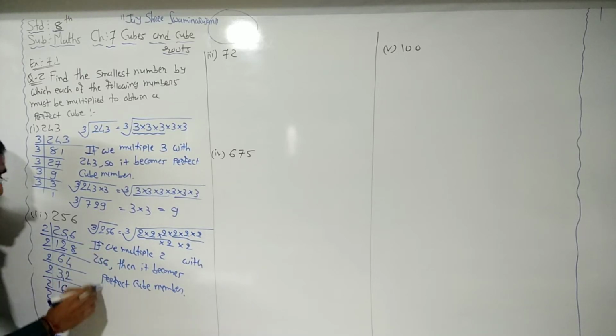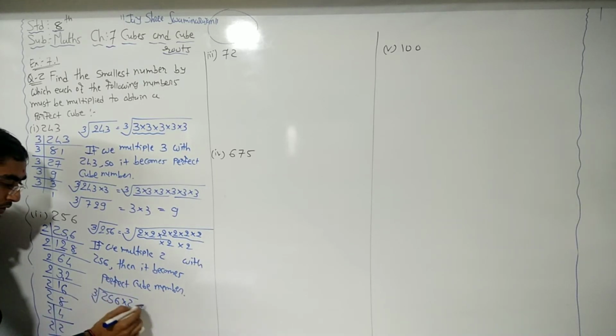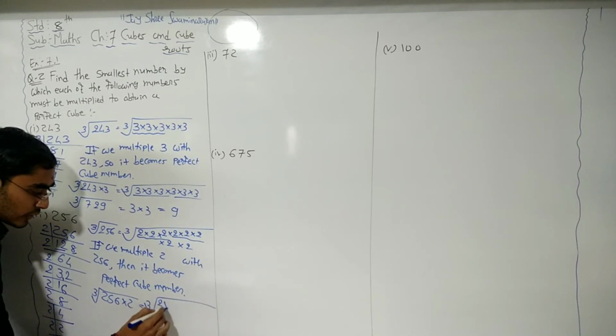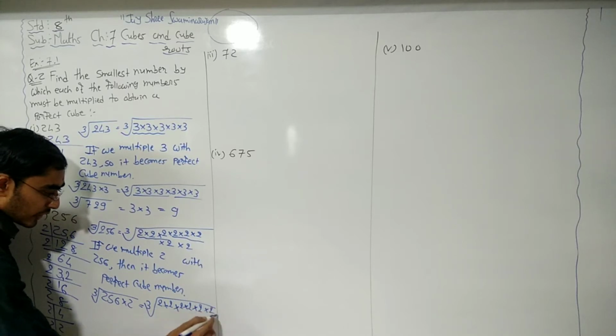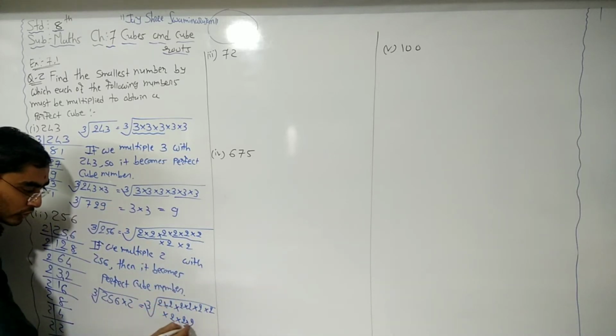Okay, so now 256 multiply 2. So here even we need to add 1 2, right? So 1 2 3 4 5 6 7 8 times. 8 times 2 we have, one more time we add here, so total 9 times.